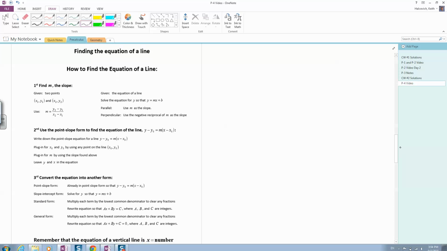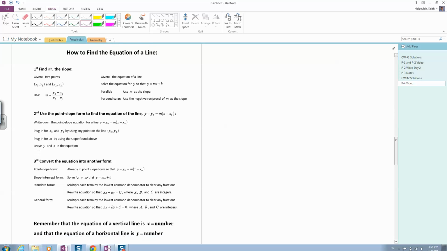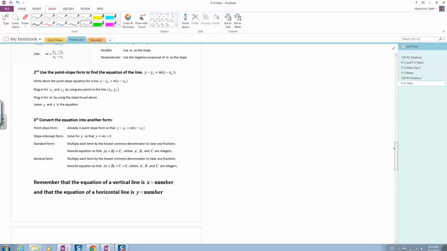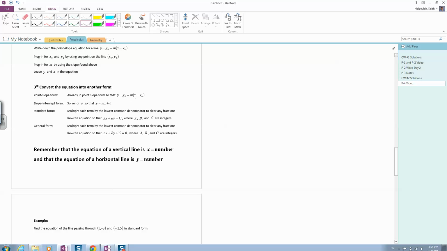So the next page tells you how to find the equation of a line, and it's basically the process that's involved. So go ahead and take a moment to read it. Basically it says first find the slope, then use the point slope form to find the equation of a line, and then it says to convert the equation to another form, and it lists all the forms of a line that you could have. Point slope form is what we start out with, slope intercept form, standard form, which we just talked about, and general form is where it's equal to 0. Also remember that for a vertical line, the equation is x equals a number, and for a horizontal line, y equals a number.